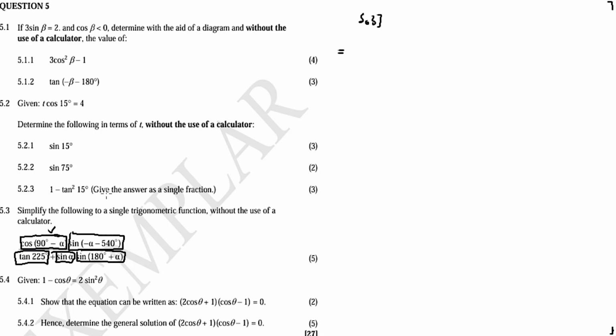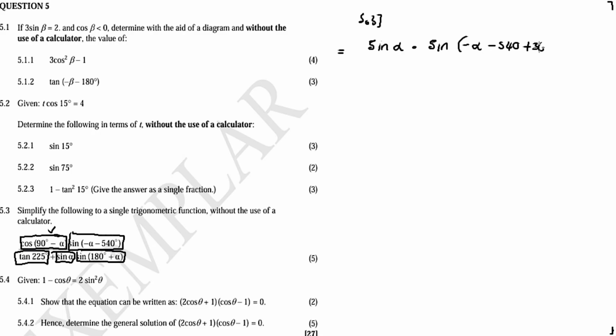So for this one, it's a co-ratio, or co-function. 90 minus alpha puts us in the first quadrant. So in the first quadrant it's going to be sine alpha, because the co-function of cos is sine. In the first quadrant cos is positive, so the sine comes out as a positive sine alpha, multiplied by sine of negative alpha minus 540.